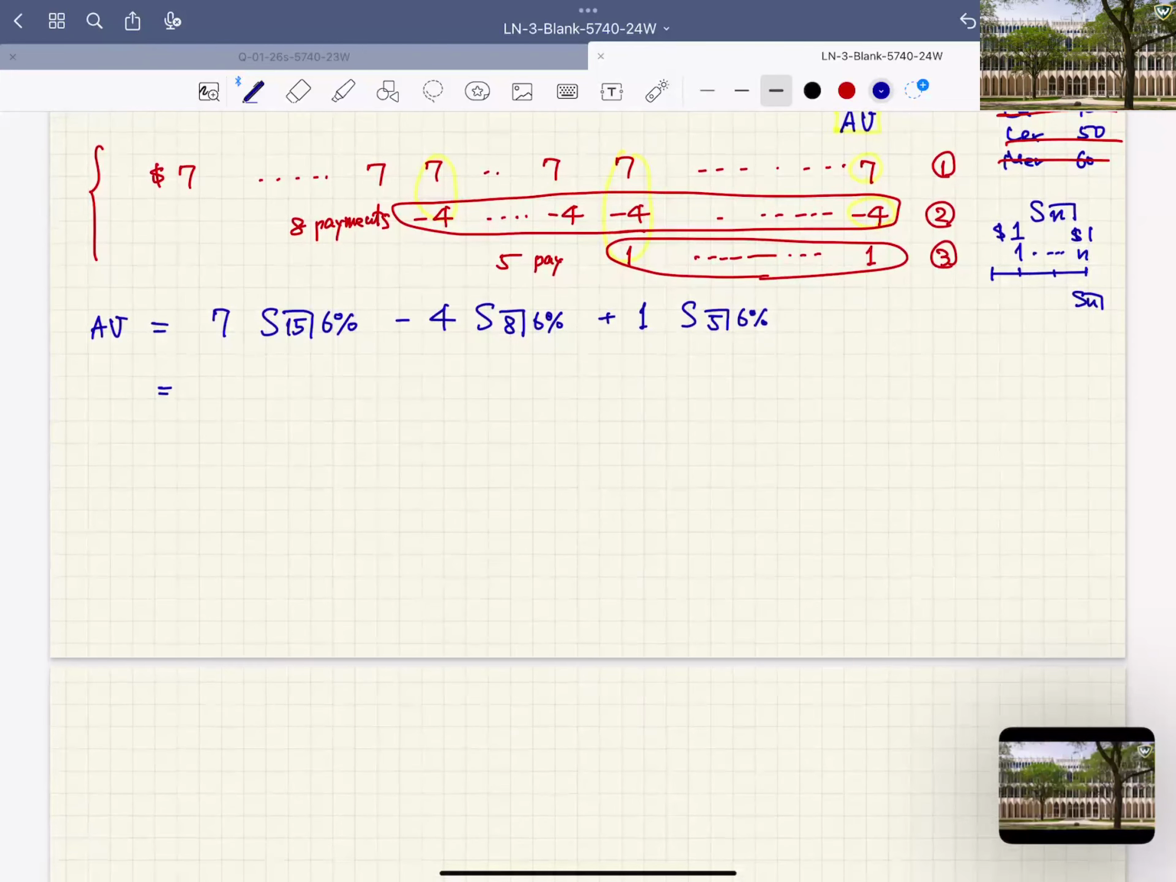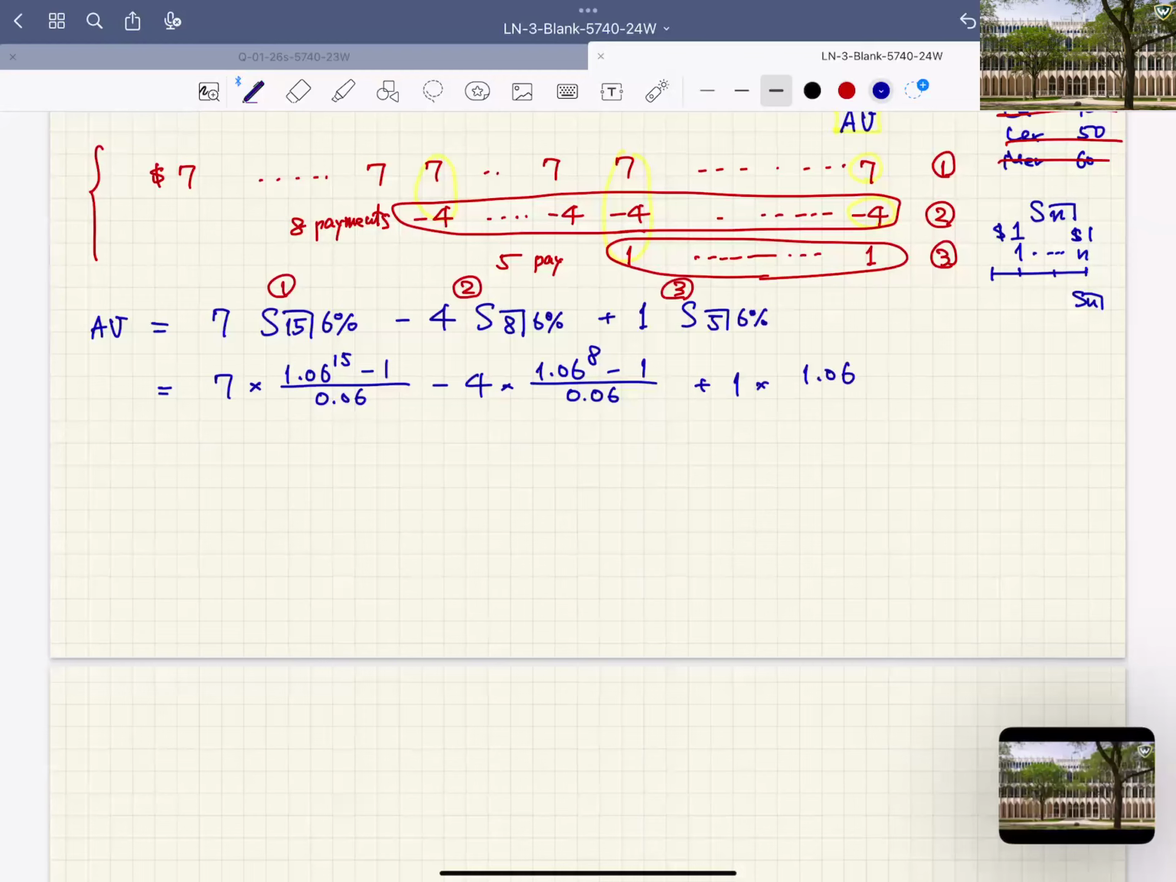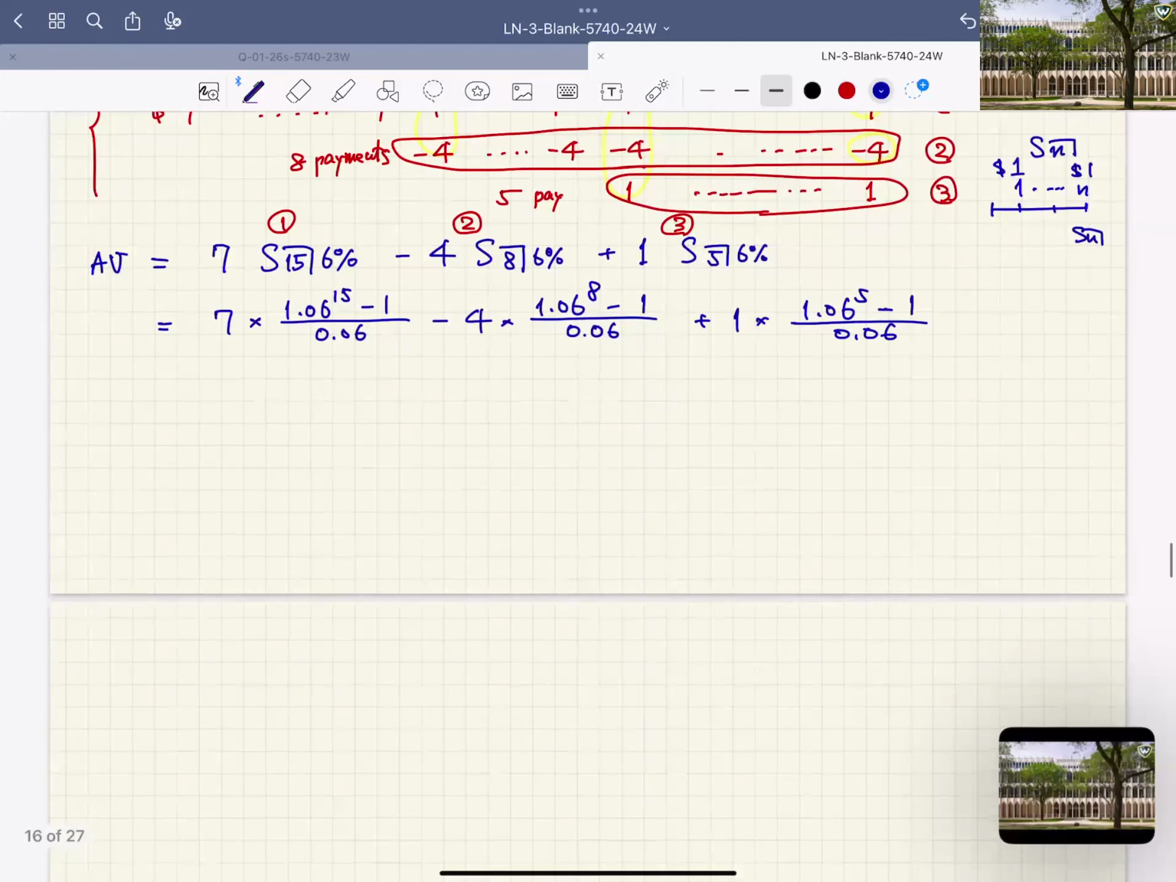Yeah, and you can use the formula for s angle n for this. The s angle n formula, we have 1 plus i to the power 15 here, minus 1, and divided by 0.06. Then negative 4 times 1.06 to the power 8 minus 1 over 0.06. Maybe I should say that this is cash flow 1, cash flow 2, cash flow 3. And this is plus the 1 times 1.06 to the 5th power minus 1 divided by 0.06.